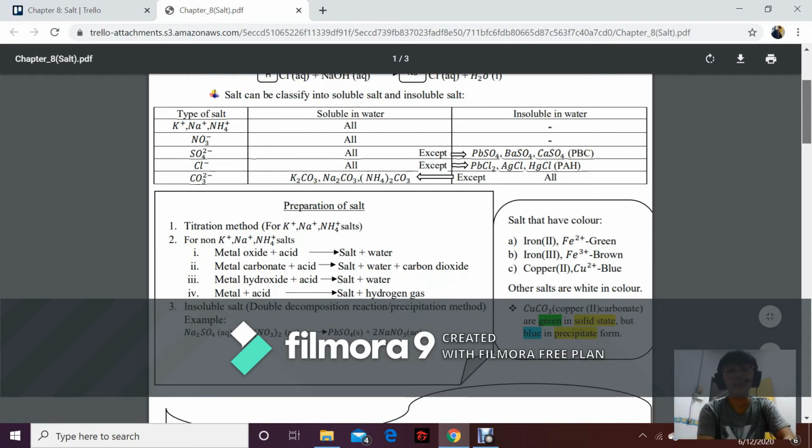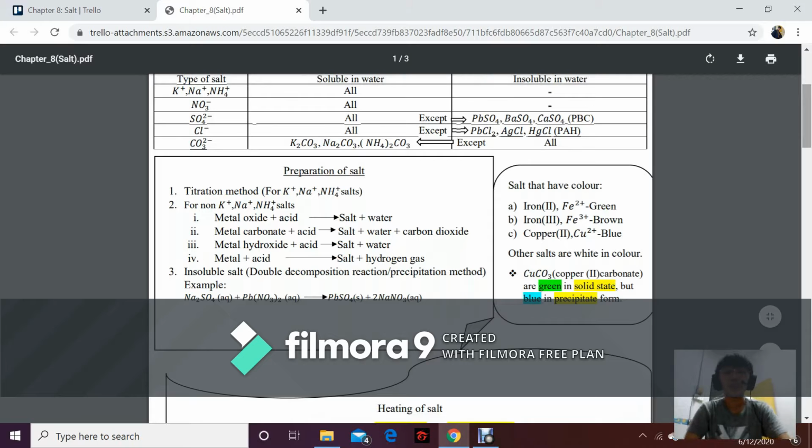Now let's go to the preparation of salt. So there are three methods to prepare the salt. For example, titration method.